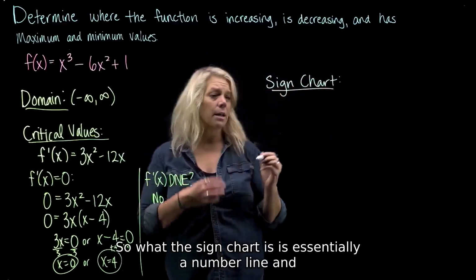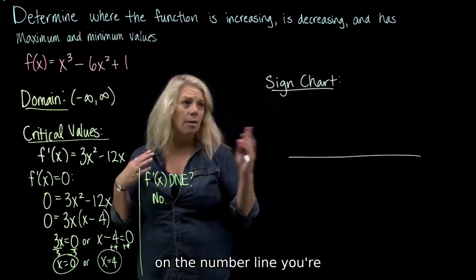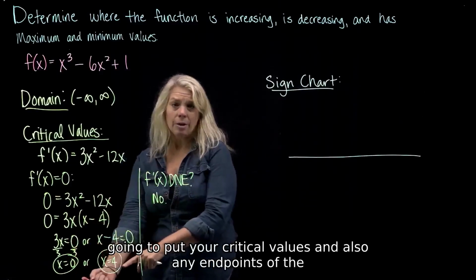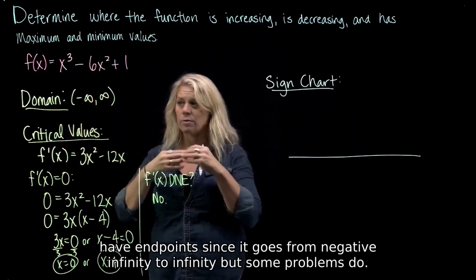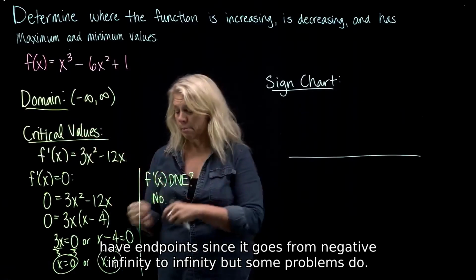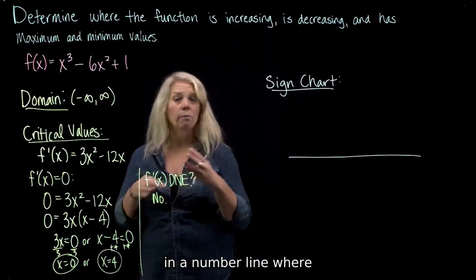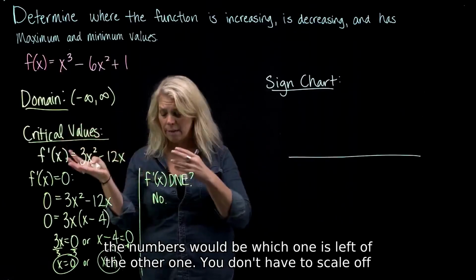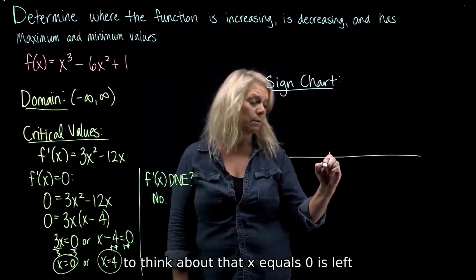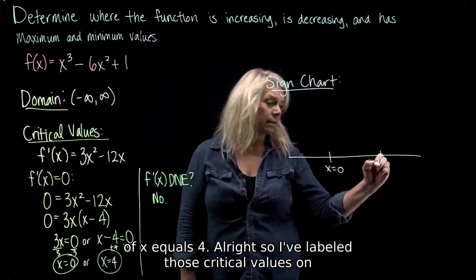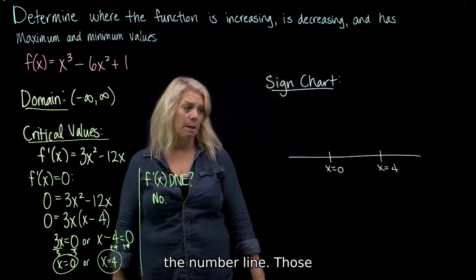The sign chart is essentially a number line. On the number line, you're going to put your critical values and also any endpoints of the domain. This domain doesn't have endpoints since it goes from -infinity to infinity, but some problems do. So in this case, we just have the critical numbers. Think about where the numbers would be on a number line, which one is left of the other one. You don't have to scale off everything on the number line, but you do want to think about that x equals 0 is left of x equals 4. Right, so I've labeled those critical values on the number line.